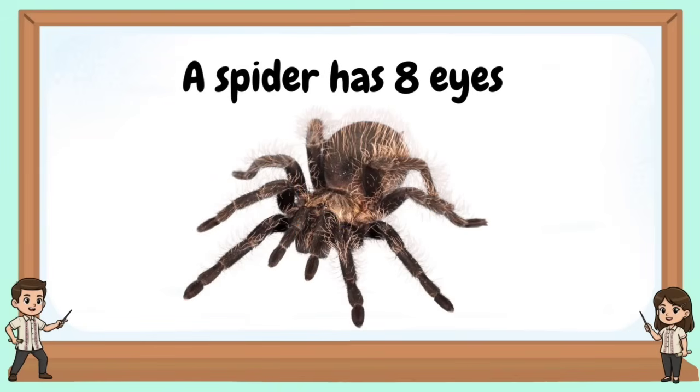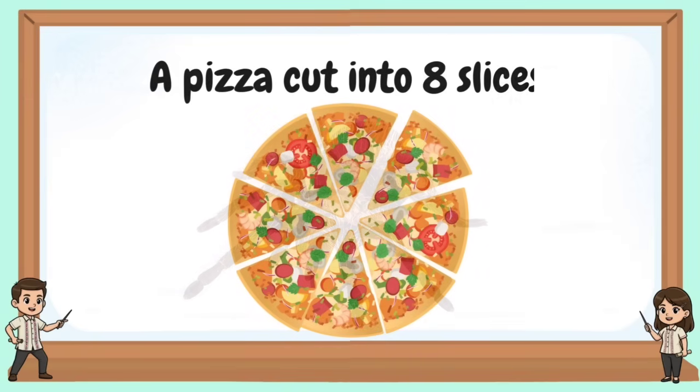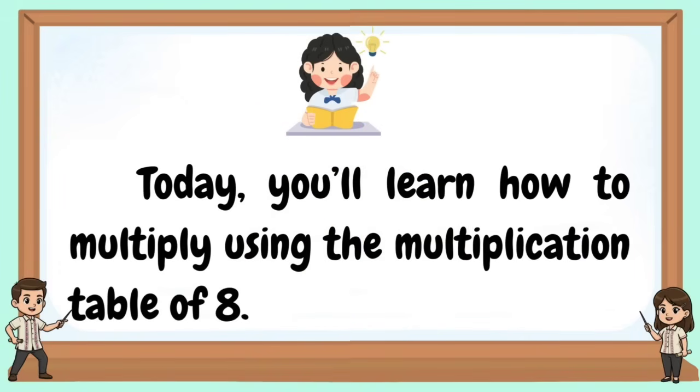A spider has 8 eyes. A pizza cut into 8 slices. Today, you'll learn how to multiply using the multiplication table of 8.